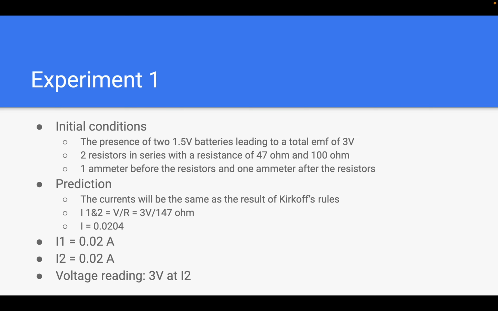So for experiment 1, the initial conditions were the presence of two 1.5 V batteries that have a total of 3 volts EMF, and 2 resistors in series with resistances of 47 ohms and 100 ohms, with 1 ammeter before the resistors and 1 ammeter after the resistors.